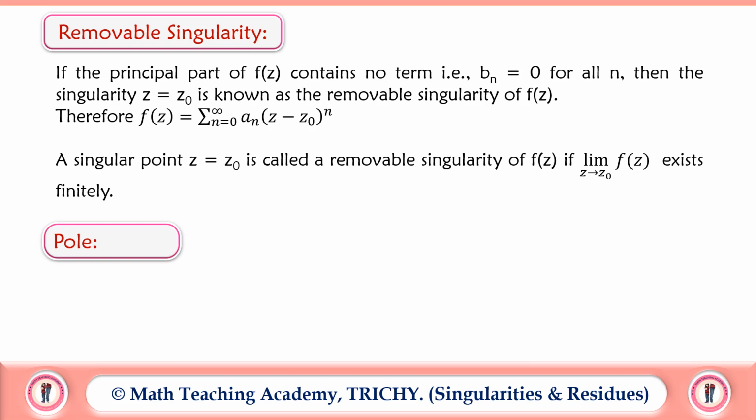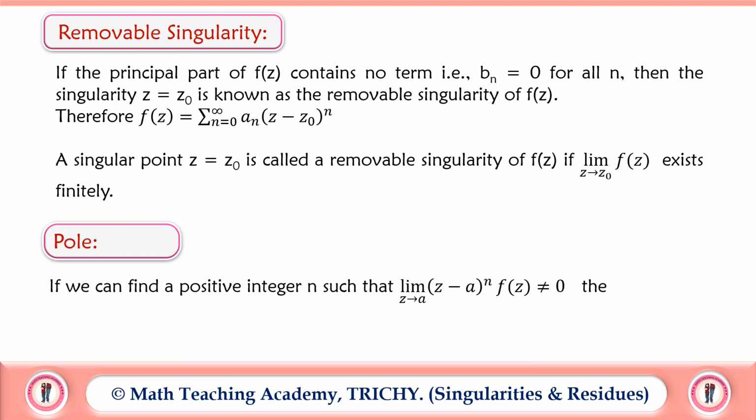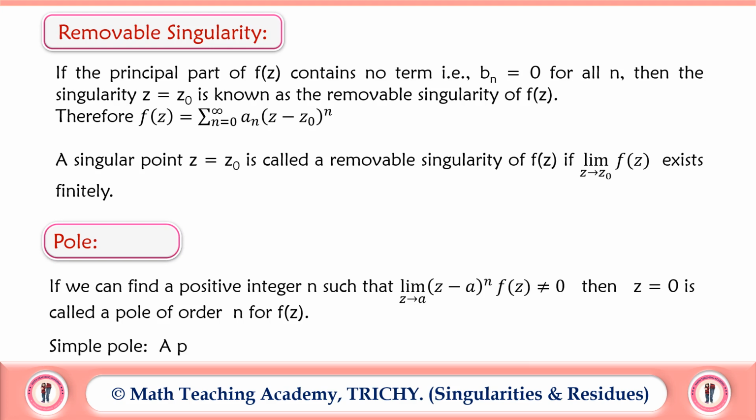Now we are going to look at pole. If it is possible to find a positive integer n such that the limit as z tends to a of (z - a)^n f(z) is not equal to 0, then z = a is called a pole of order n for f(z). Simple pole: if the order of the pole is 1, then the pole is called a simple pole.